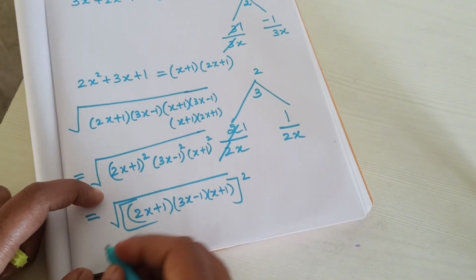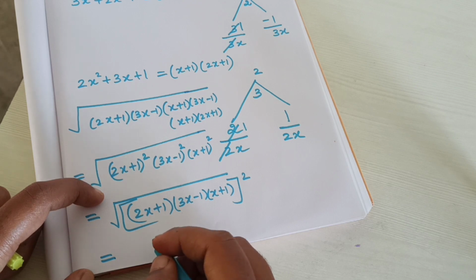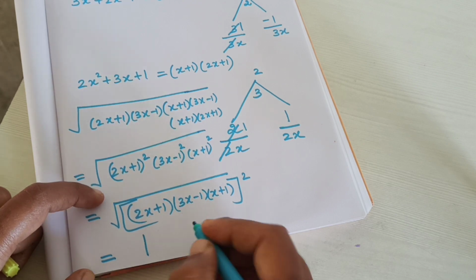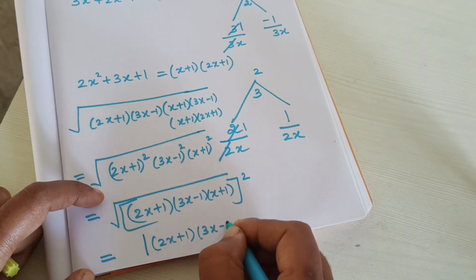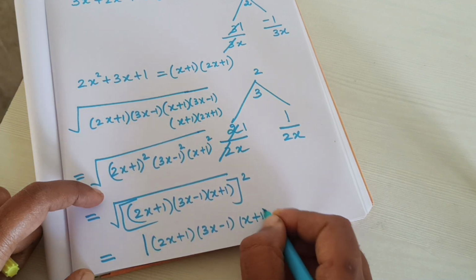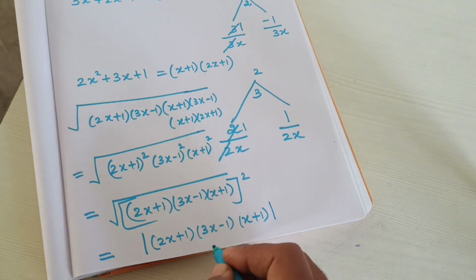Now square and root get cancelled. What is the last thing? You need to write inside the modulus. That means absolute value. So |(2x + 1)(3x − 1)(x + 1)|. Okay, that's all this question.